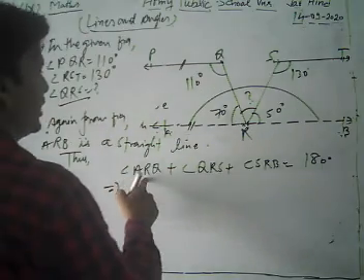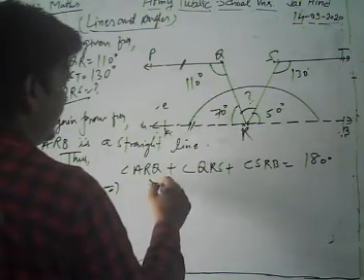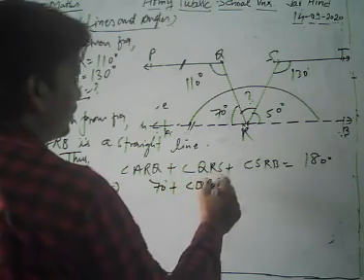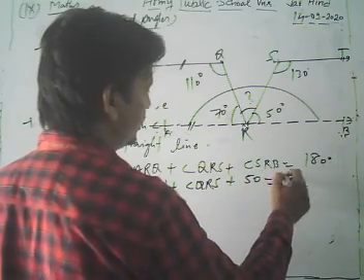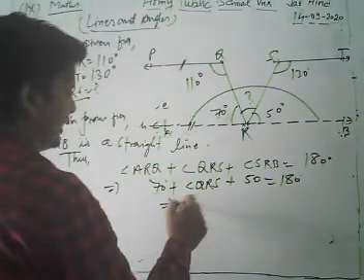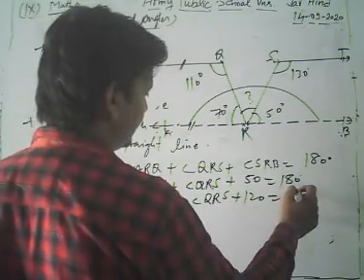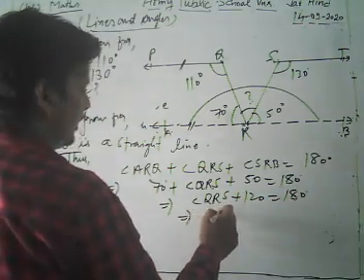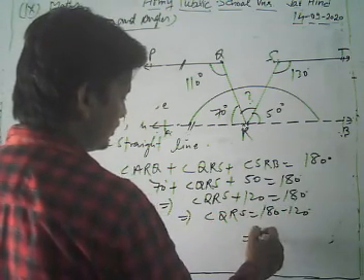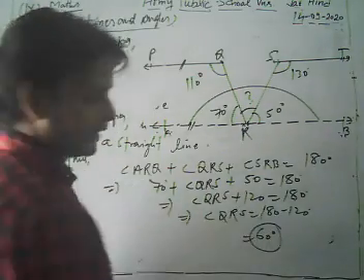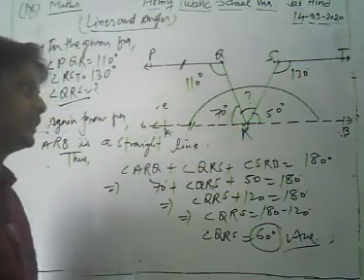So here, ARQ is what? ARQ is 70 degrees, plus angle QRS, which we need to find, plus angle SRB, which is 50, equal to 180. Now we get angle QRS plus 120 is equal to 180. In this way we get angle QRS as 180 minus 120, which is 60 degrees. So we find angle QRS as 60 degrees. This is your complete answer.